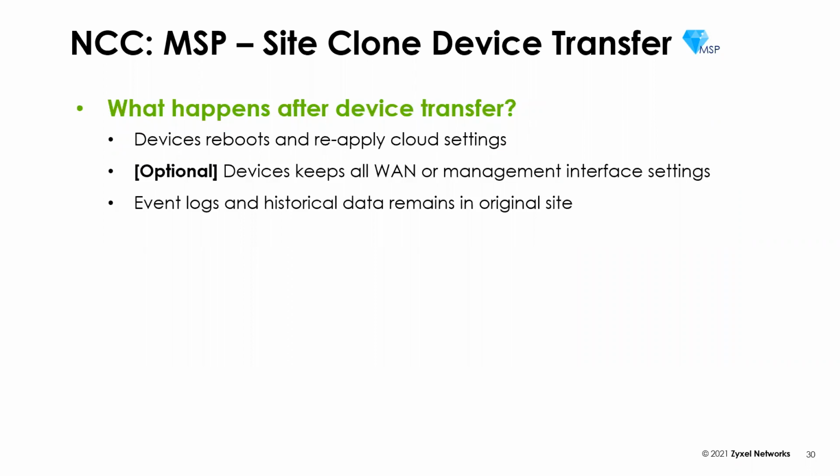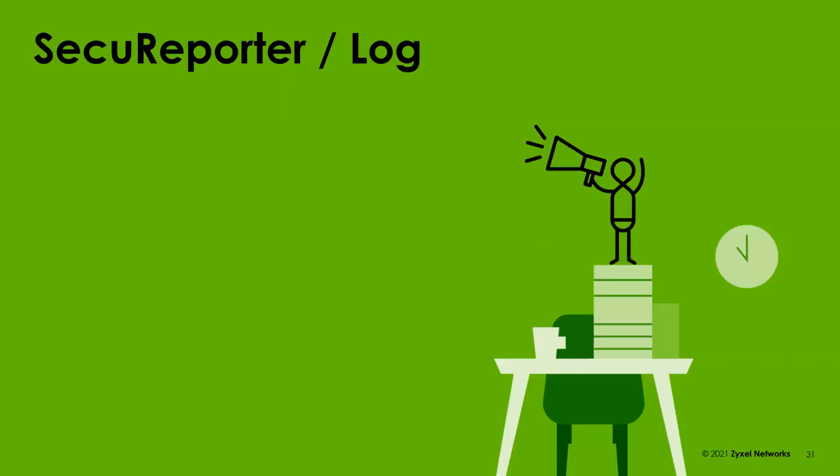So when you transfer a device in this type of scenario, the device will reboot. It'll reapply its cloud settings. And then if you've checked it, it will keep the WAN and management interface settings. And then it will connect to the cloud and download the settings for that new site that it's on.